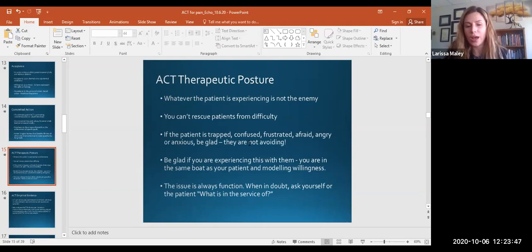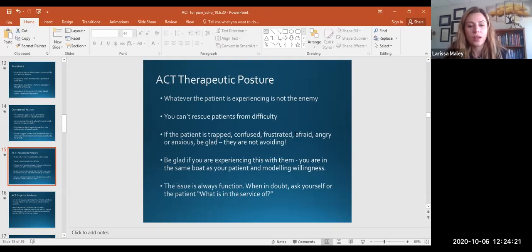The therapeutic posture for an ACT therapist is you have to get, they call it getting in the boat with the patient. You have to have willingness to, and be able to model that. So ACT therapists don't just teach these things, they truly practice them themselves. So one of the things that we're always doing is honoring and modeling that whatever their experience is not bad. It is not the enemy. It is not our job to rescue patients from difficulty or pain. It is our job to help them be willing to have it and to make an informed decision about what they do.